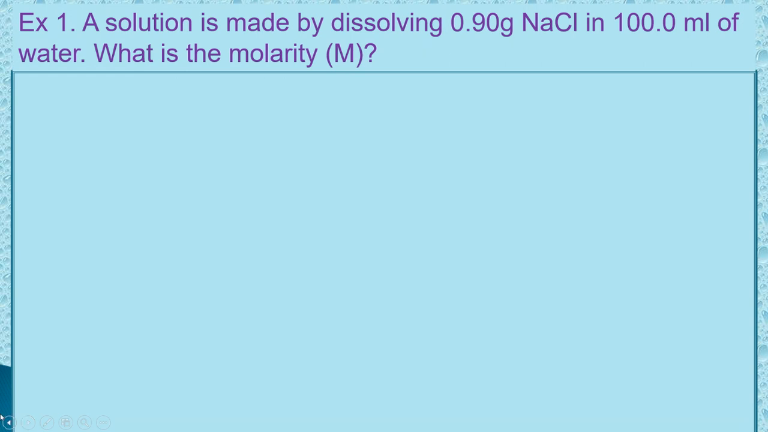So our first example says a solution is made by dissolving 0.90 grams of sodium chloride in 100 milliliters of water. What is the molarity? So our formula for molarity is moles of our solute, in this case NaCl, divided by liters of solution. So if we go back to our question, we notice that they did not give us either of those units. They gave us grams instead of moles and milliliters instead of liters.